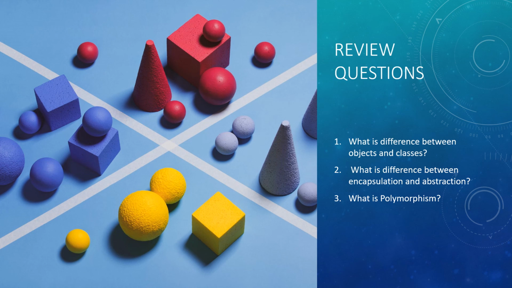Now we came to the end of the session, which is review questions. So first question is what is the difference between objects and classes? Second is what is the difference between encapsulation and abstraction? And last is what is polymorphism?